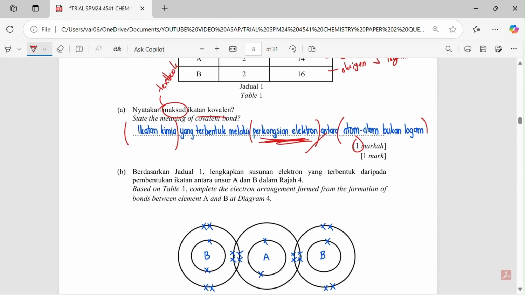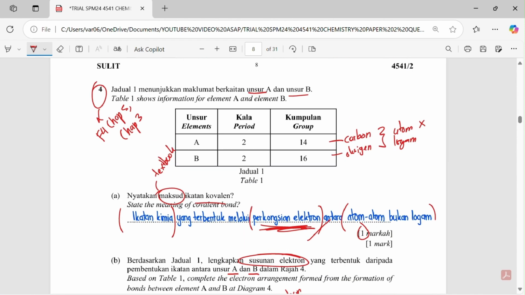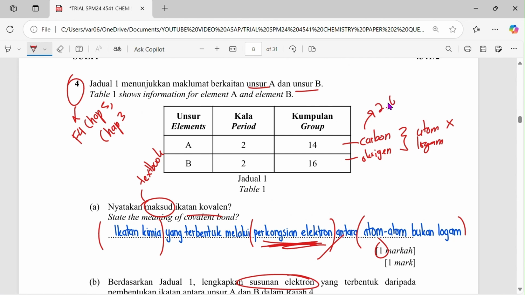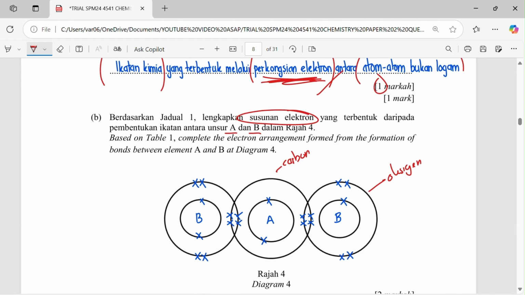Okay, so the question is asking us to lengkapkan susunan elektron yang terbentuk daripada pembentukan A dan B. Okay, A here is your carbon, B here is your oxygen. Carbon has 6 electrons, so 2, 4. Oxygen has 8, so 2, 6. Oxygen needs 2 more, carbon needs 4 more. Now, so okay, before I explain this whole diagram here, there is a major mistake.